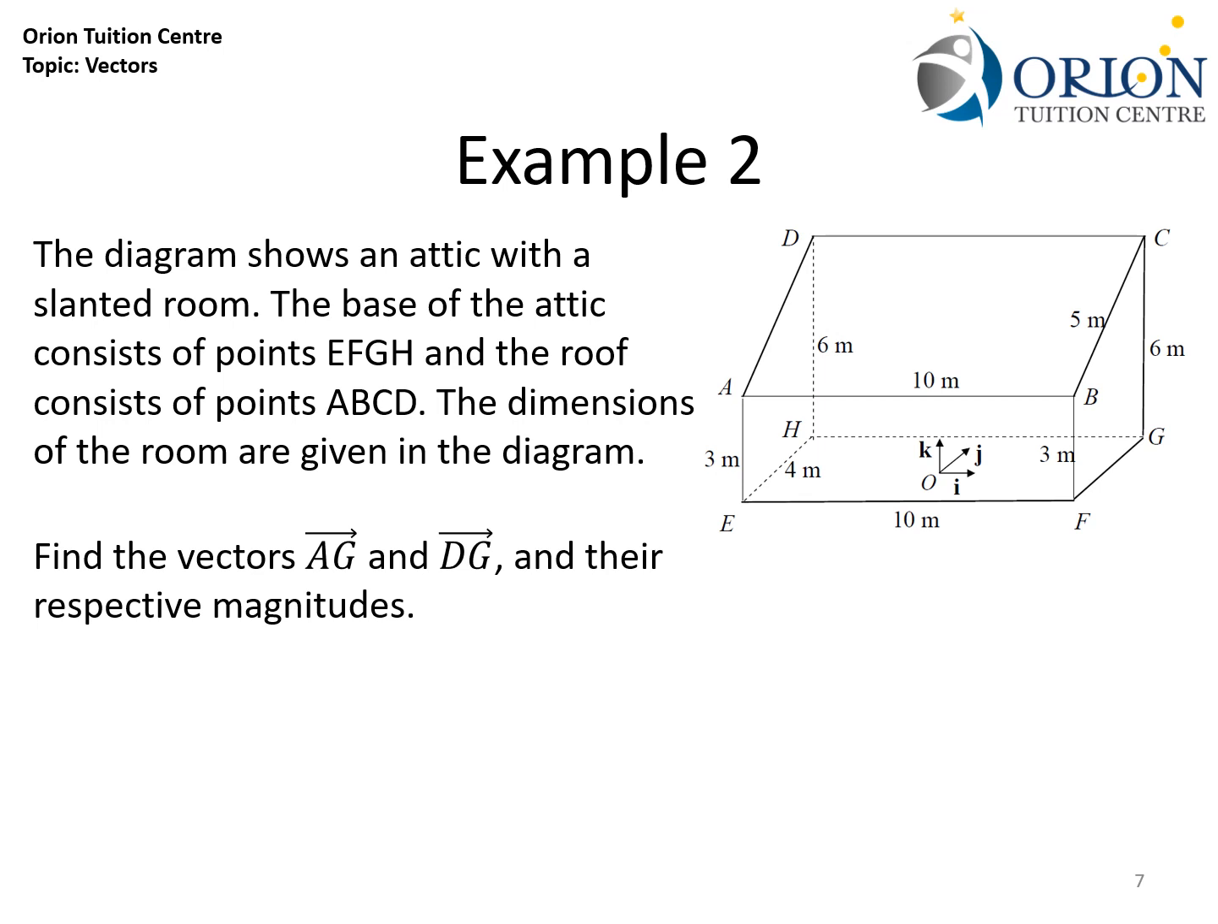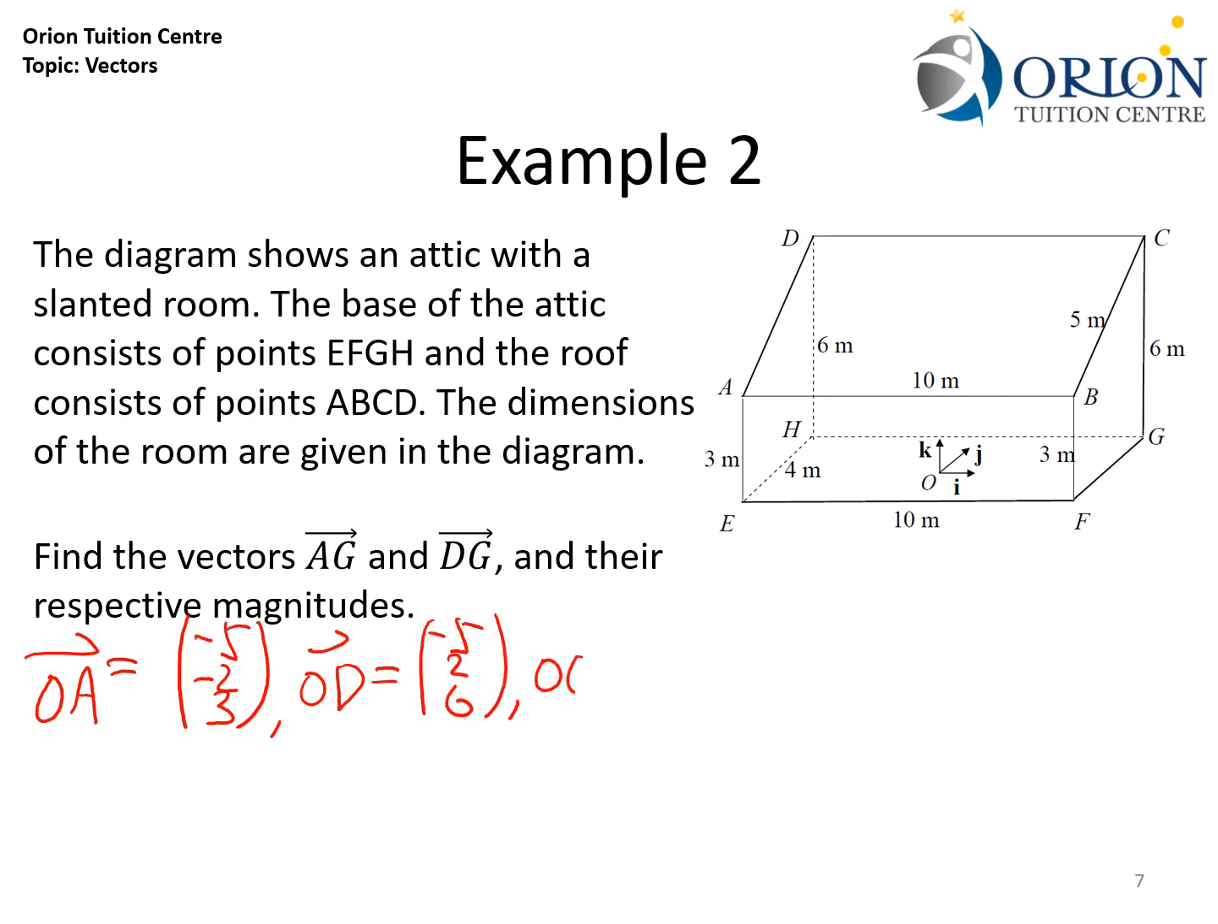In example 2, we have the same diagram as example 1. Now, we are asked to find the vectors AG and DG and their respective magnitudes. So from example 1, we know that OA equals to minus 5, minus 2, and 3. OD equals to minus 5, 2, and 6. And OG equals to 5, 2, 0.